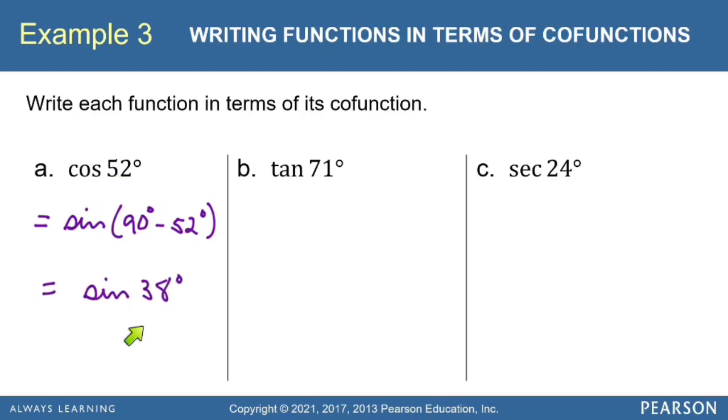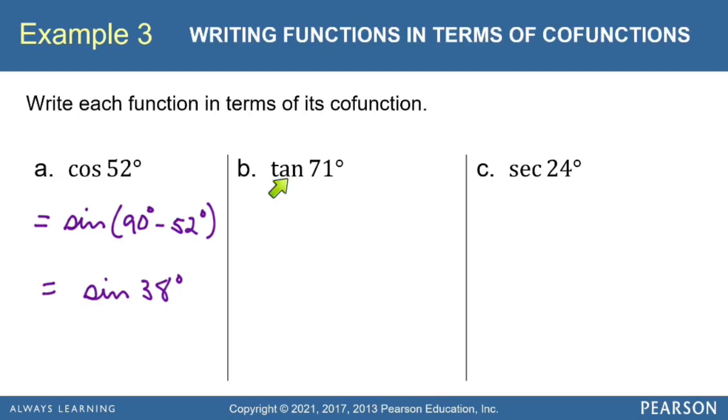And if you wanted to check this, you could totally pull out your calculator and get a decimal value for the cosine of 52 degrees, and that will be exactly the same as the value for the sine of 38 degrees, because 52 and 38 are complements, and cosine and sine are cofunctions.